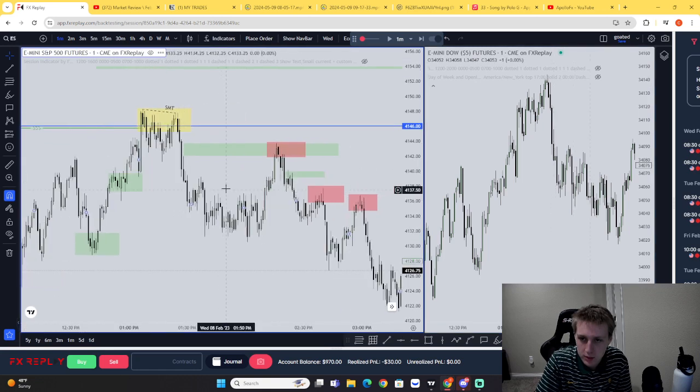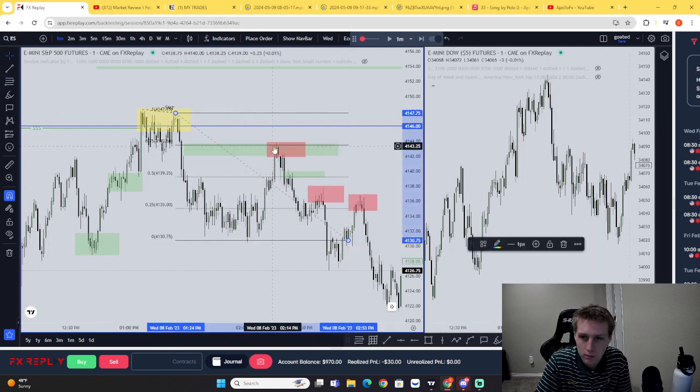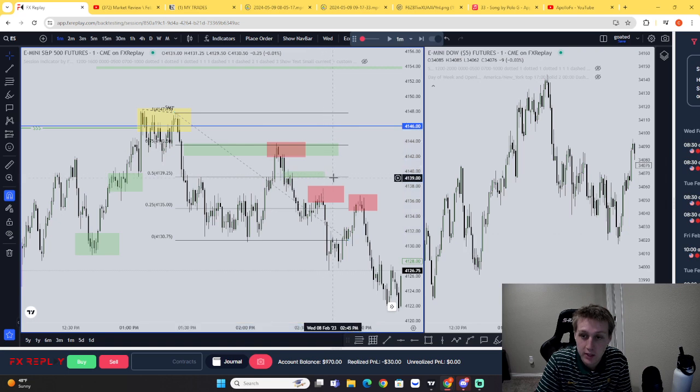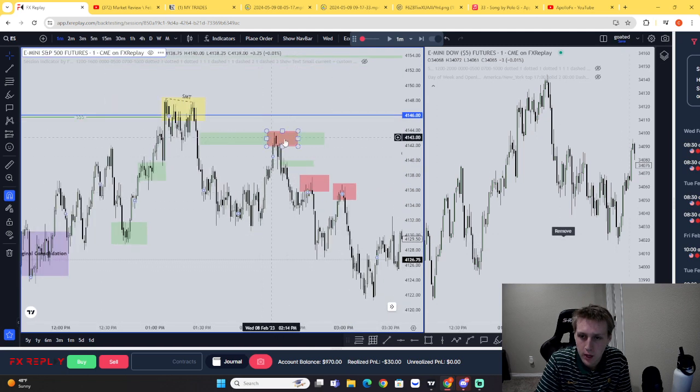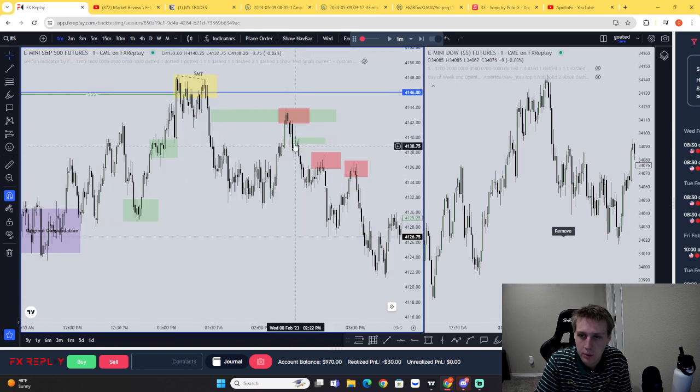We end up having displacement lower. We rebalance where? To this fair value gap here, also into this order block. Where also is this? Probably OTE. I'm not going to draw the levels, but it's at 75%. It's a very deep retracement on this part of this sell side of the curve. Then we have displacement lower. You could take this entry here. That probably would have been the better entry.